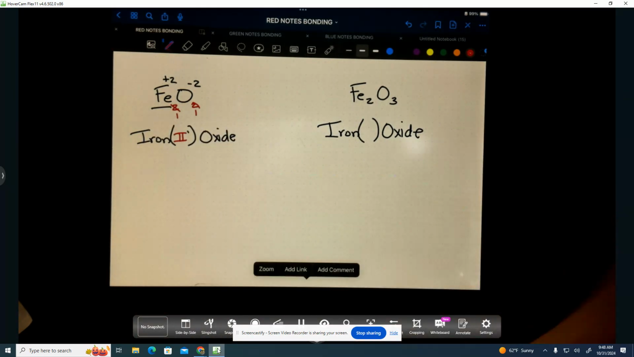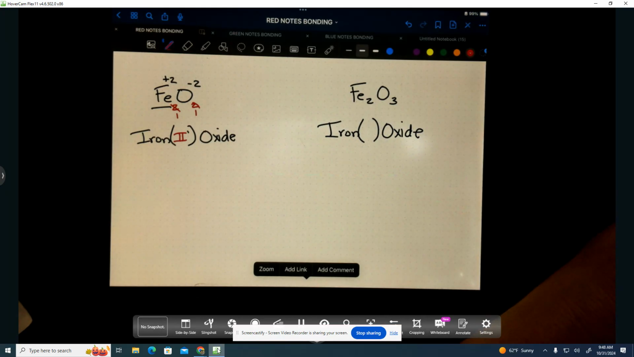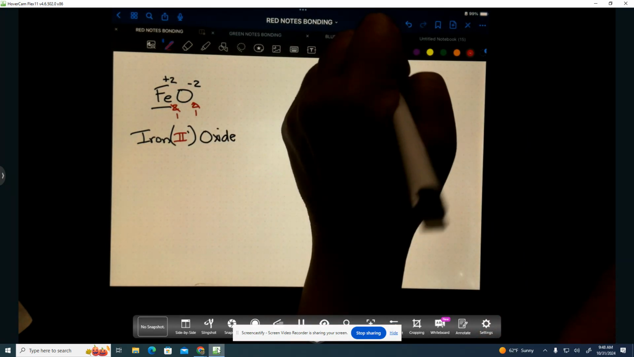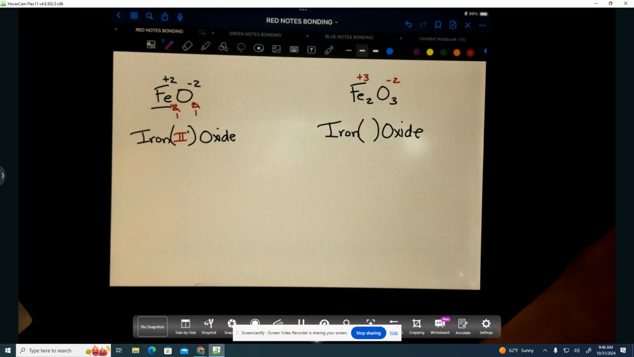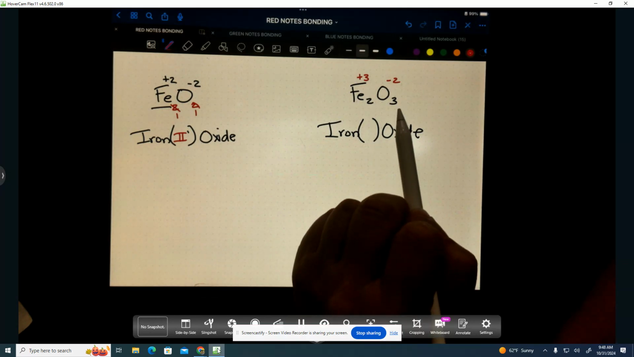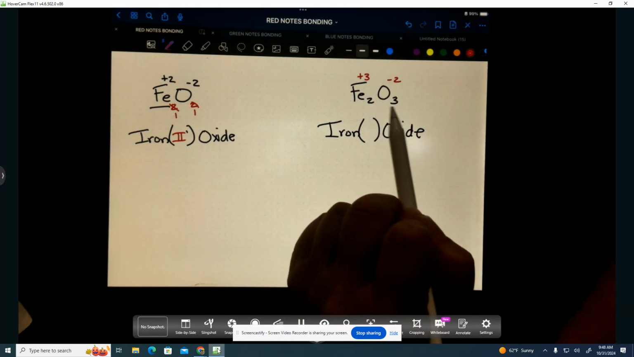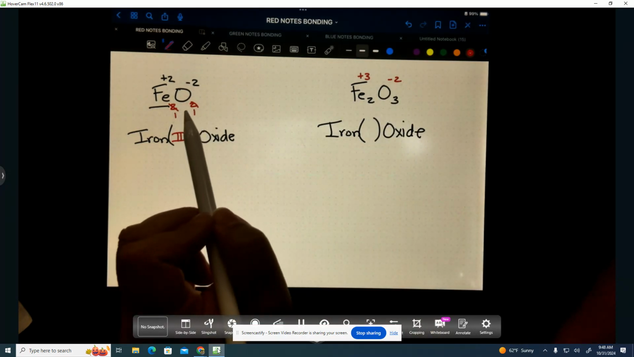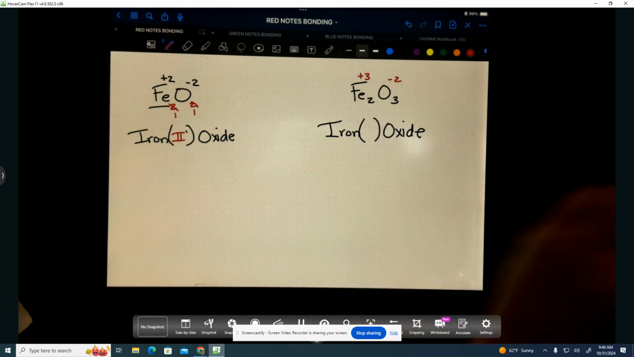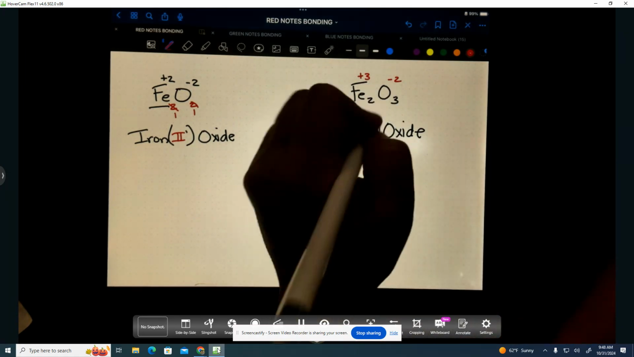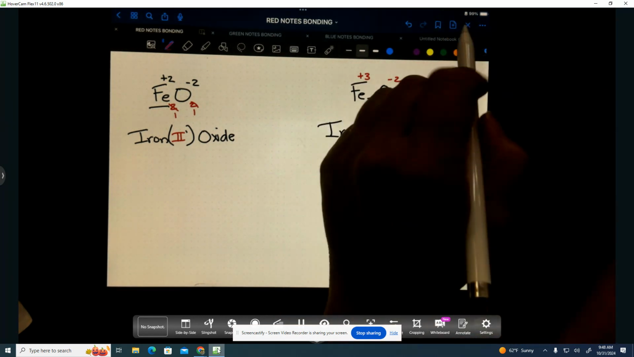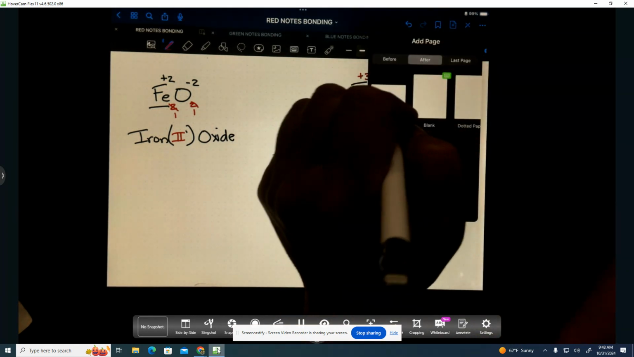What do you think this one's going to be called? Iron 3 oxide. Good job. Okay? I had to figure out what the iron was. Now, I did a reverse crisscross here. I couldn't do a reverse crisscross here. But I did a reverse crisscross here. And I found out that the iron was a plus 3. So this one's going to be iron 3 oxide. Let's try another one.